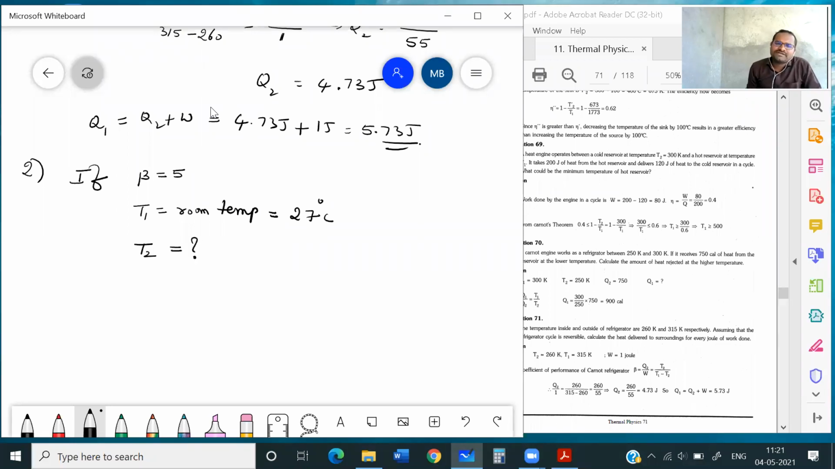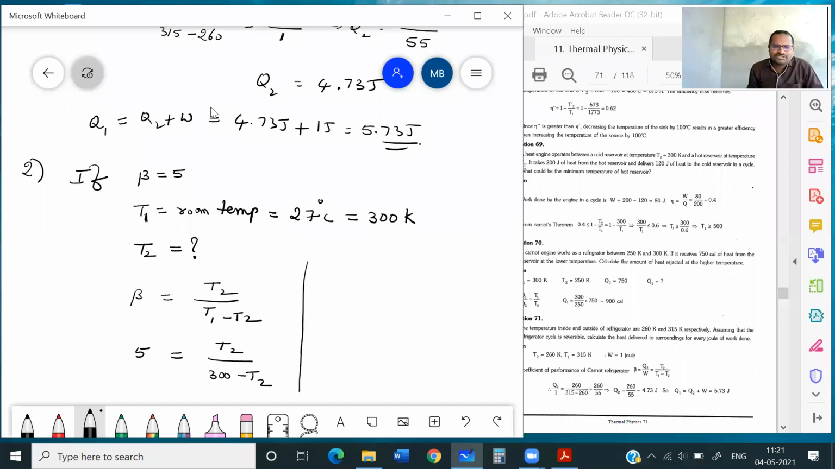So the coefficient of performance is given, and the temperature of the source is given as 27 degrees centigrade, which is 300 Kelvin. T2 value, what? We know beta is equal to T2 upon T1 minus T2. This is the formula. Substitute beta value 5 is equal to T2, which we need to find, divided by T1 300 minus T2. Now if you do cross multiplication, you will get 5 into 300 minus T2 is equal to T2.